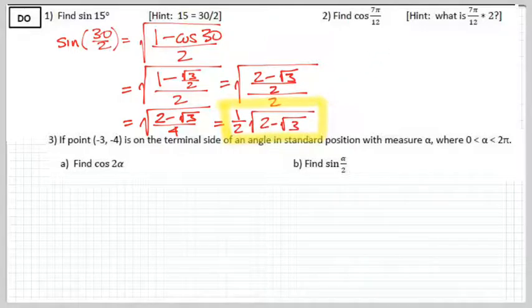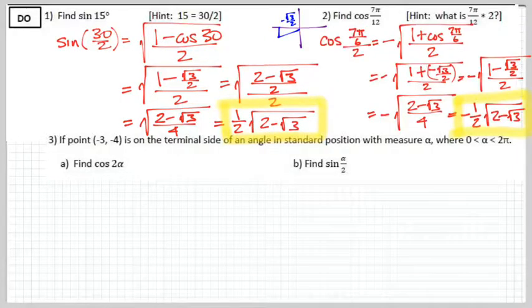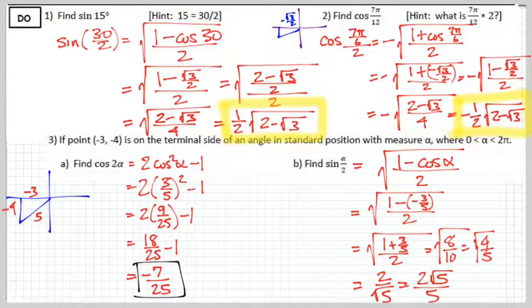With cosine 7 pi over 12, we know cosine of 7 pi over 6. That's one of the special values in our unit circle. We know that that's the negative of square root of 3 over 2. And again, it gets to a very similar answer to over here. I'll show the other answers in 3, 2, 1.